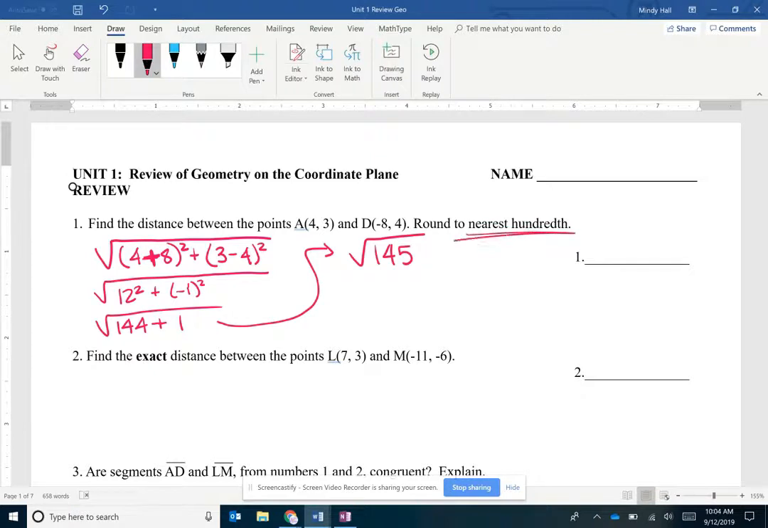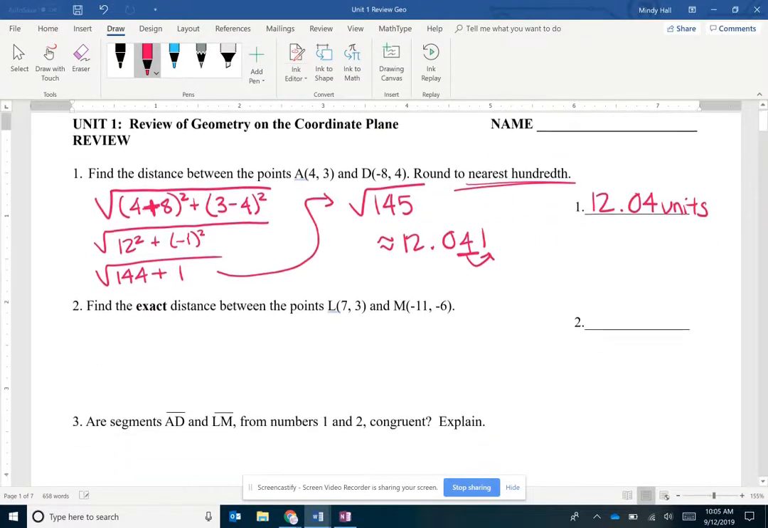Now we need to look for the nearest hundredth. So in your calculator, you will do the square root of 145, and that gives you approximately 12.041. So round to the nearest hundredth, that's going to be the 4. The 1 tells us to stay, so my answer is 12.04 units.